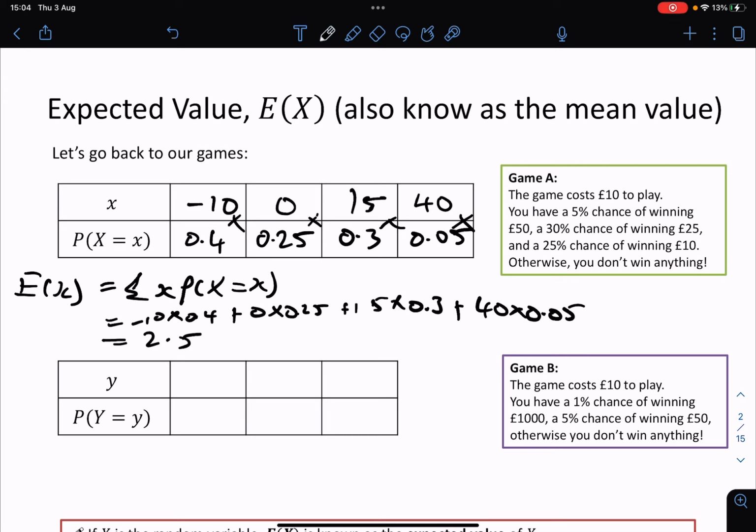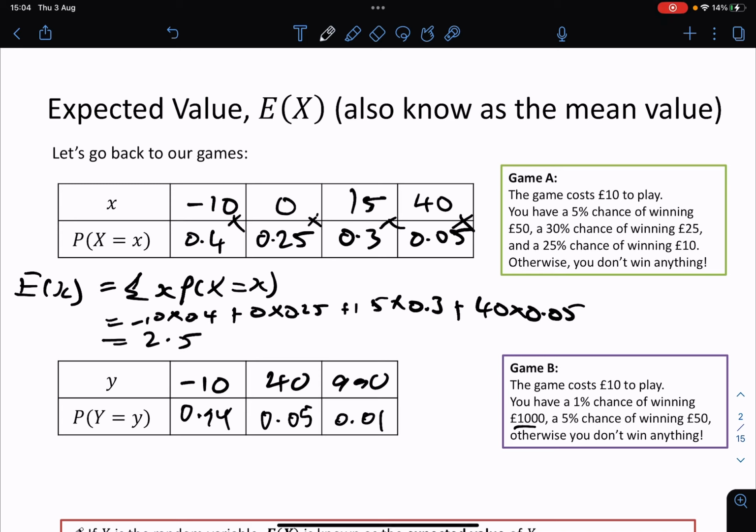Now, if we're going to do it for y, we're going to get minus 10, we're going to get 40, and we're going to have the 990 from this bit here, aren't we? So the probability that y will give you its outcome is going to be 1 minus 0.05 and 0.01, which is 94 as a percentage. It'd be 0.94, wouldn't it? And of course these are your 0.05 and your 0.01.